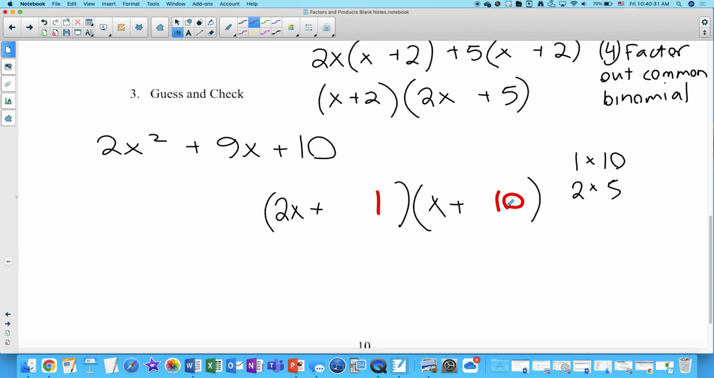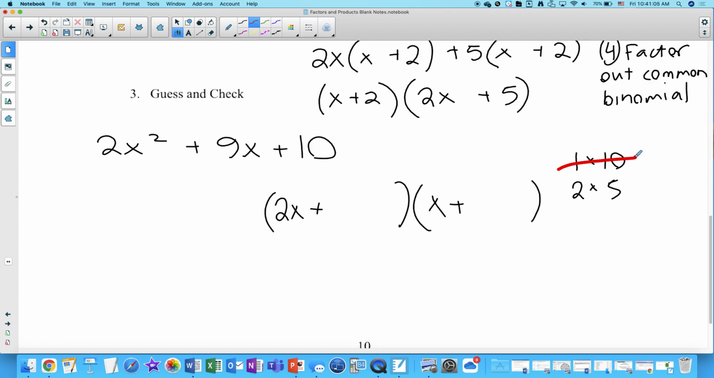I'm going to erase it. Okay, now you could also, if you're not sure, switch them. So make this the 10 and make this the 1. Right? Well, now 2x times 1 is 2x plus 10x, 10 times x is 10x. 2x plus 10x is 12x. That's wrong too. So I'm going to erase that. And I can actually cross this off. That's not going to work. So it has to be this, right?